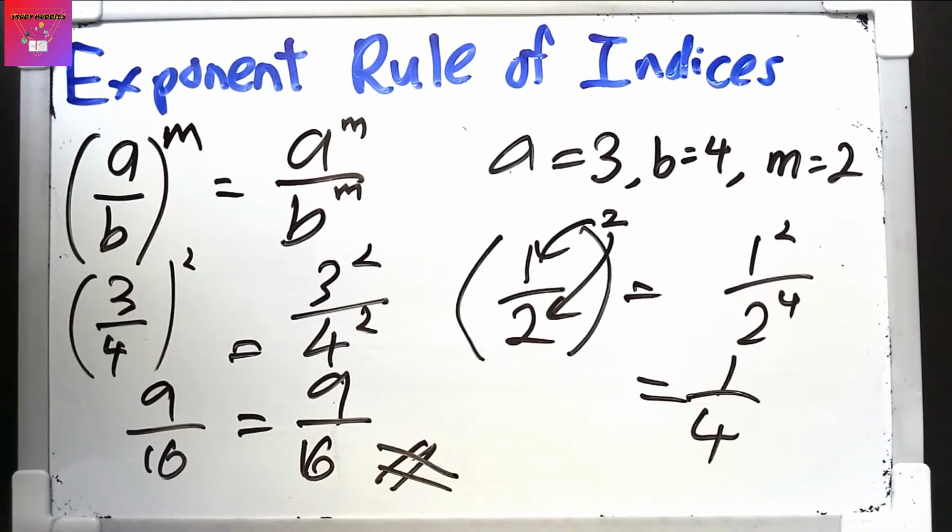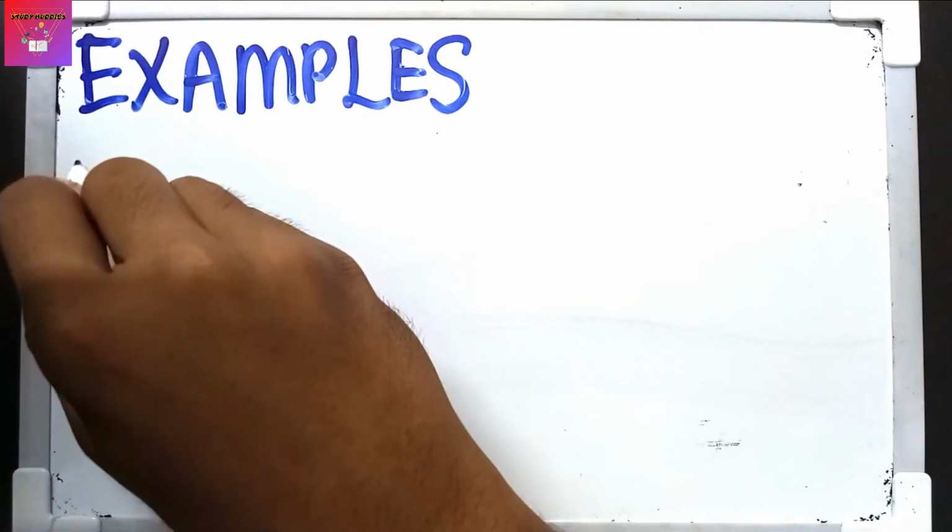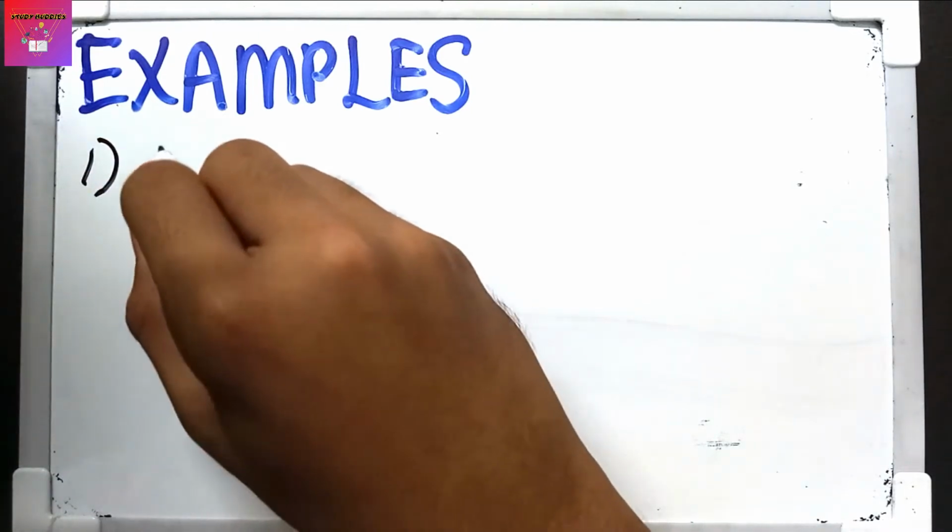So now we have covered all the 5 exponent rules of indices. Before I move on to the examples, I would like to give an important advice for this chapter: to get a grip of this chapter you really need to practice a lot. So prepare yourselves with a lot of practice, and I've also provided some extra questions for you, which you can find in the description later. So now let's move on to our first example.